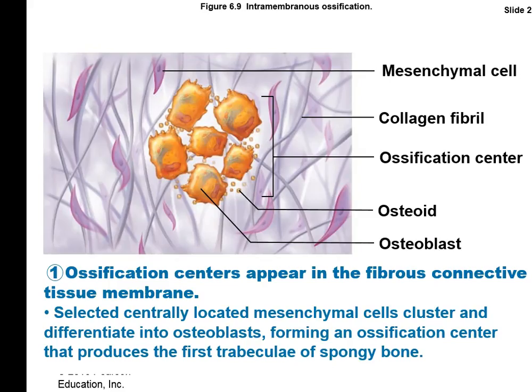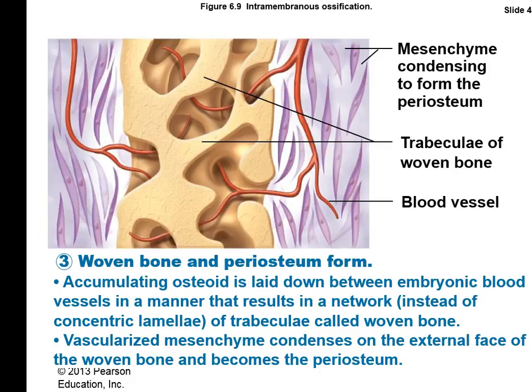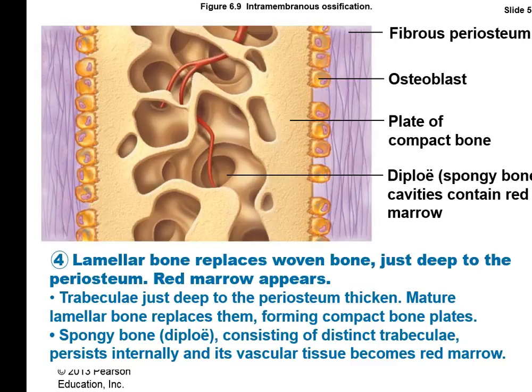So what are the steps in intramembranous? Ossification center appears in the fibrous connective tissue. Then osteoid is secreted within the fibrous membrane and calcifies. Then woven bone and periosteum form. Then lamellar bone replaces the woven bone just deep to the periosteum, and red marrow appears. Remember, this is how some flat bones form, and that would be diploe.